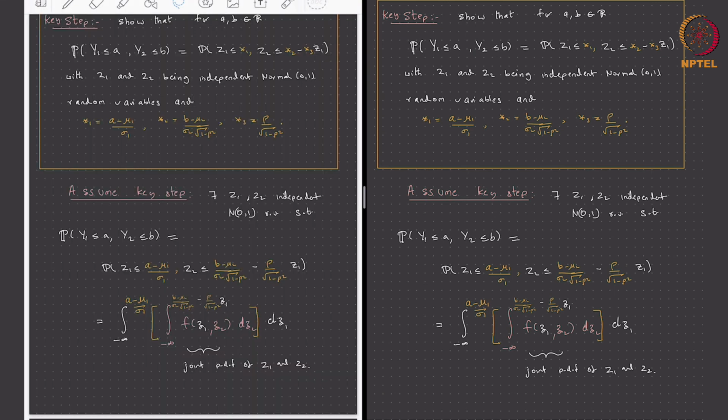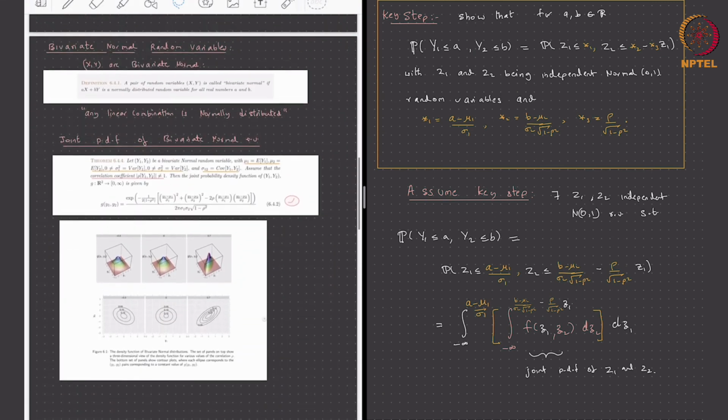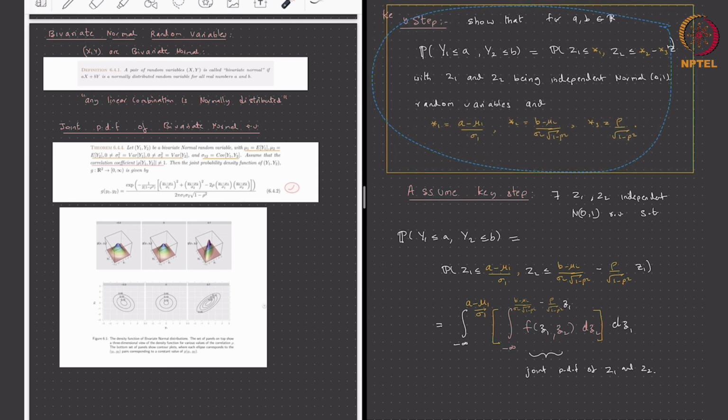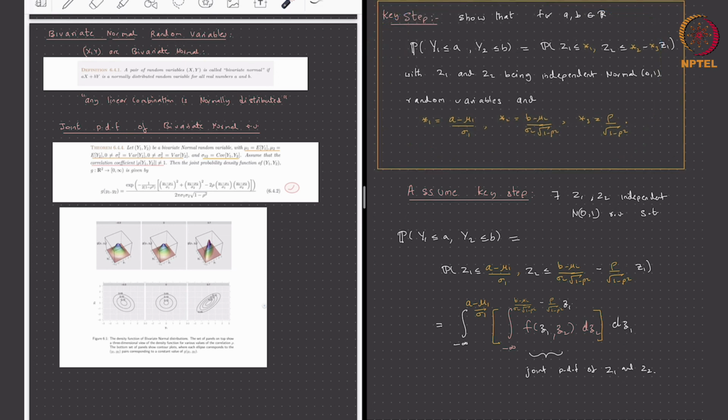Right. So what did we do today in this two part? We started off with a bivariate normal random variable, and we had to show that this was a joint density. For that, I assumed a key step. That is, you write the normal joint distribution function as something coming from independent normals, so z1, z2 are independent normal random variables, with star 1 being this, star 2 being this, star 3.